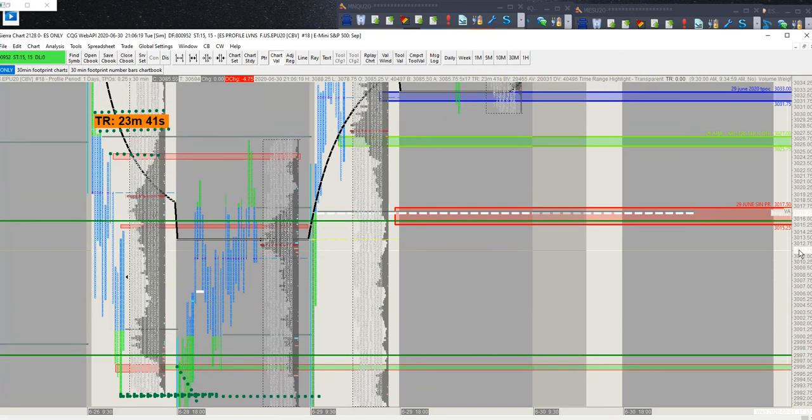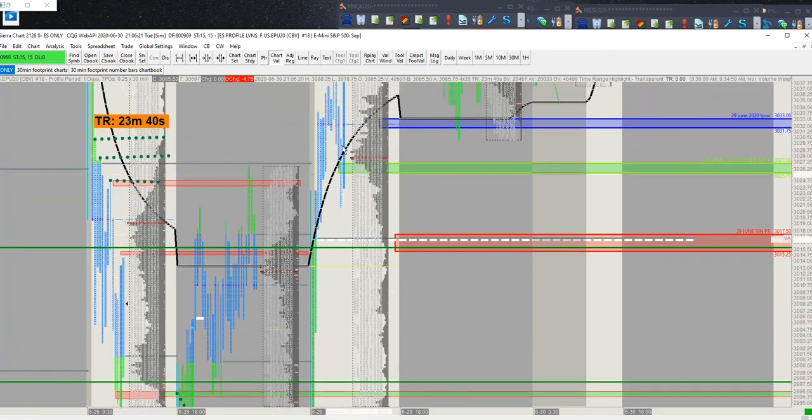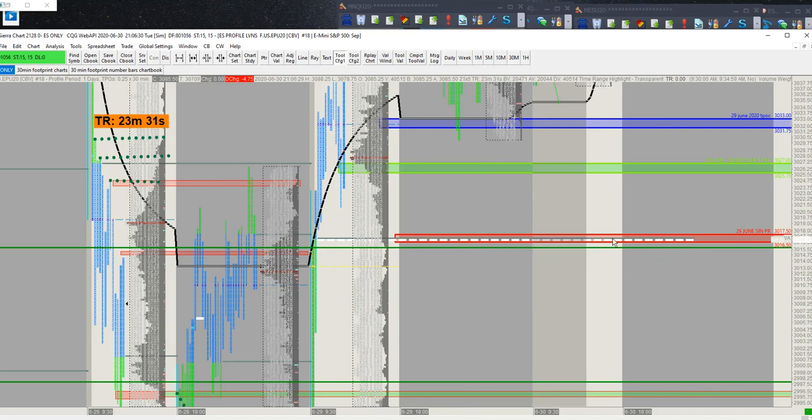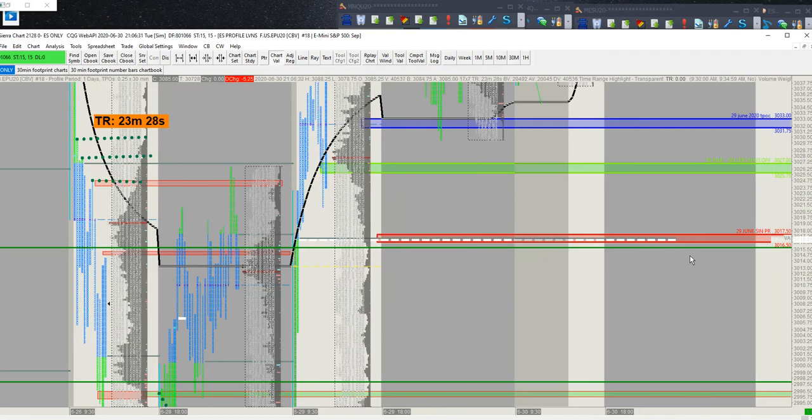The reason why I'm saying that is we had value here and we had value that shifted higher. So if this day with this single print, as soon as this single print occurred, for me that was the area to go long. That was the area to keep the long bias.